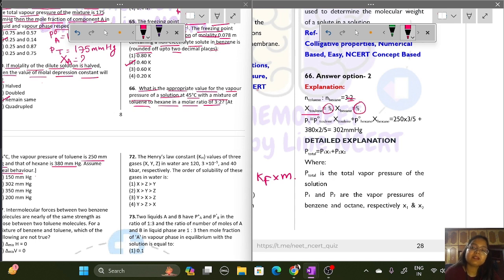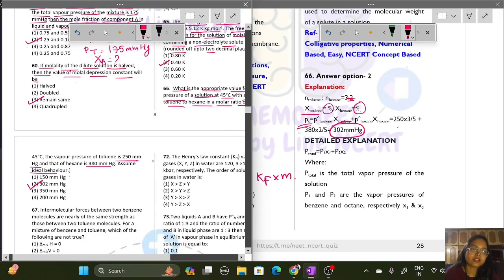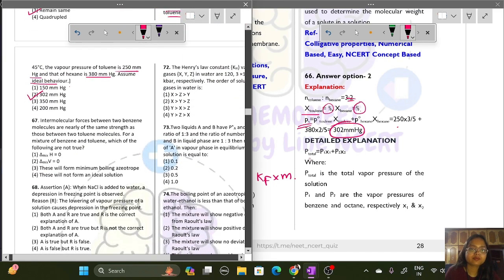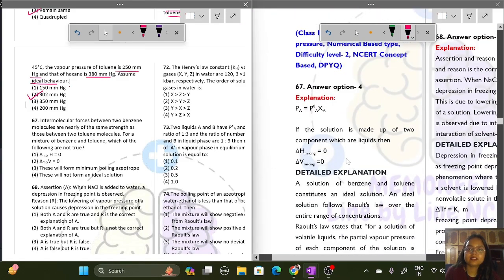We did this type of similar question above, so only the values are changed. What we have to calculate is the vapor pressure, right? On putting these values, we will get 302 mmHg. So 302 mmHg is the correct answer for this question. Option number 2. Next is question number 67.